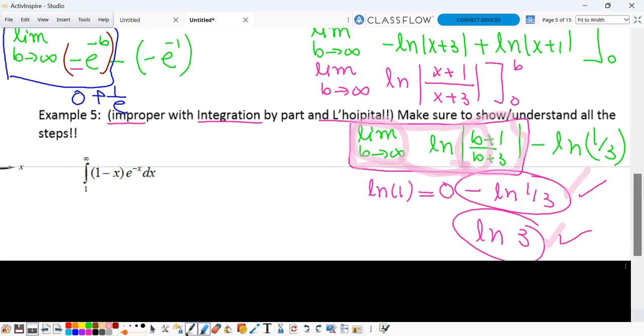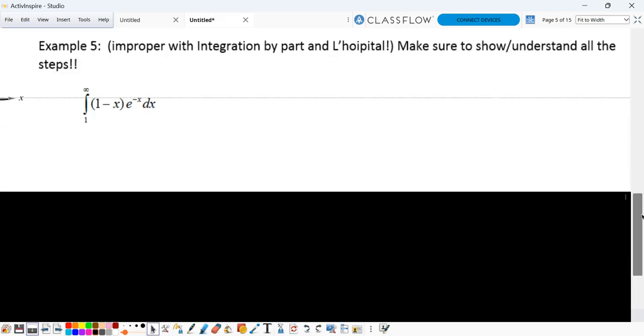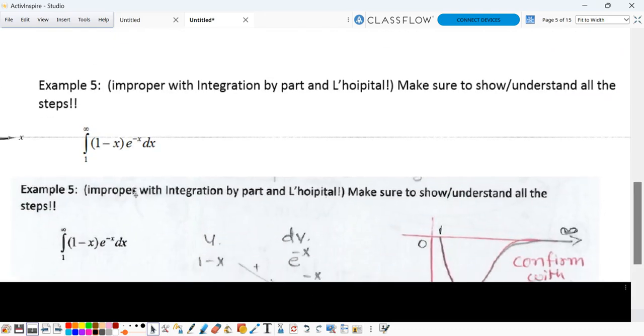Okay, so now we'll take a look at another example here, and then after this I will be stopping. So now you have another combination where improper integral and integration by parts meet. Really nice example here. Improper integral, integration by parts. So let's check how we work on that.